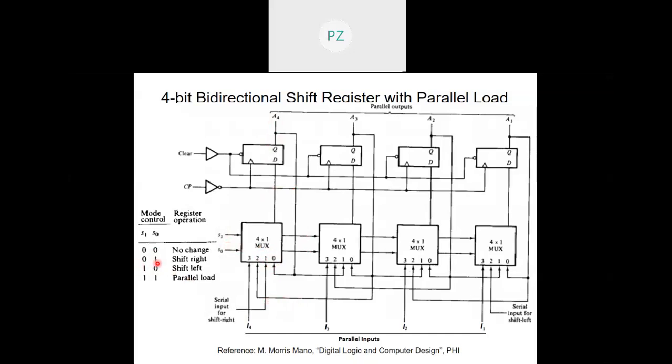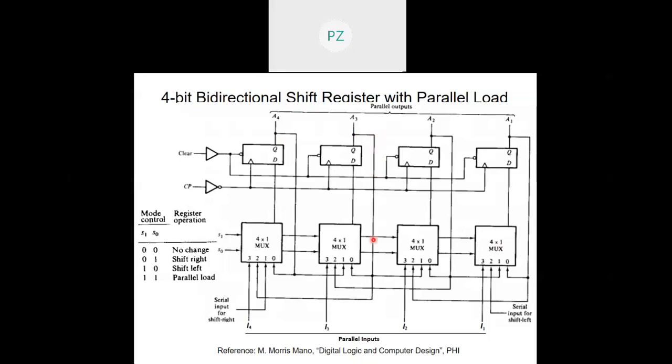Now come to 0, 1. When 0, 1 is fed to all these 4:1 multiplexers, terminal 1 gets directed to the output for all of them. Now what is terminal 1? You see, terminal 1 of this 4:1 multiplexer is receiving A2. So whatever was there in this flip-flop will get circulated via this 4:1 multiplexer into this D flip-flop. So basically, shift right has taken place.